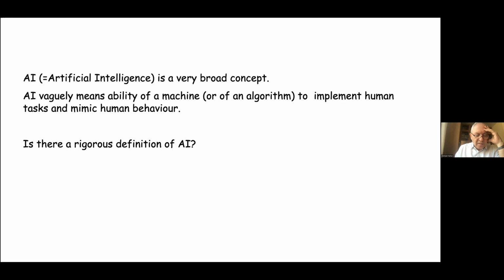So let's just start by mentioning that AI is a kind of major dream of our generation. AI is artificial intelligence, and understanding what an AI is is not an easy task. Vaguely, we can say that AI is the ability of a machine or an algorithm to implement human tasks or to mimic human behavior. But is there a rigorous definition of what is AI? I'm asking this question because I want to argue that AI is essentially about making decisions and making choices.